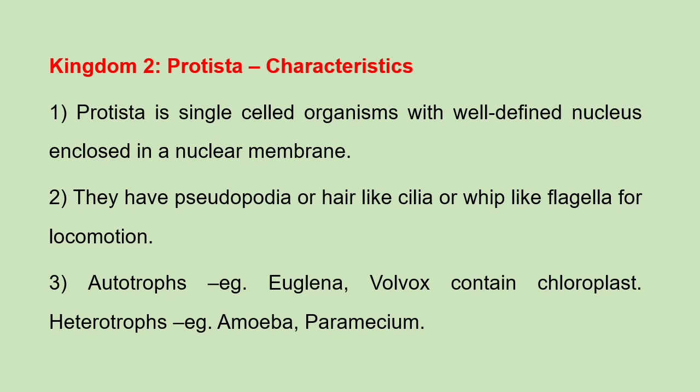These living organisms are autotrophs, for example, Euglena and Volvox, which contain chloroplast, while some are heterotrophs, for example, amoeba and paramecium.